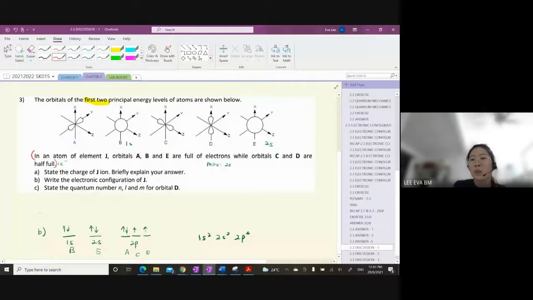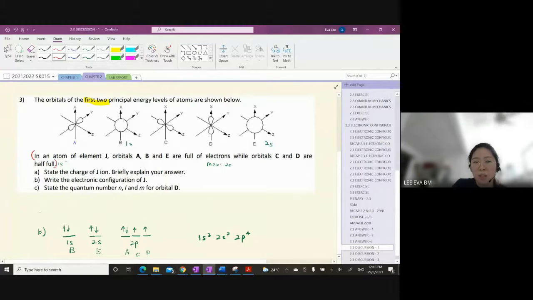So for one orbital, okay, orbital, not subshell, one orbital is one line, the maximum electron is 2. So when it says full of electron, it means 2 electrons maximum. Okay, and then it says orbital C and D are half full. So half full out of 2 means only 1 electron. So if you prefer, you can fill in here as well. One orbital means one line, it's just in the form of a shape.